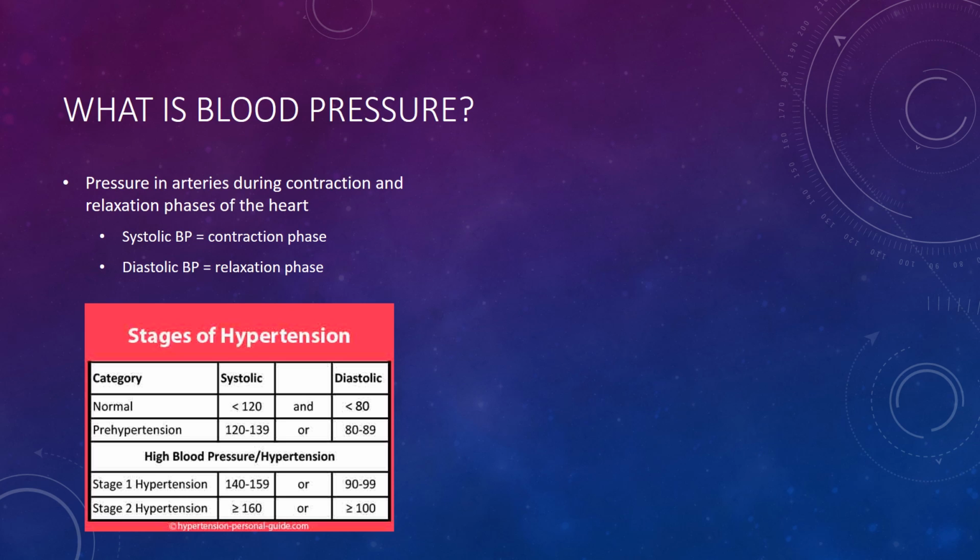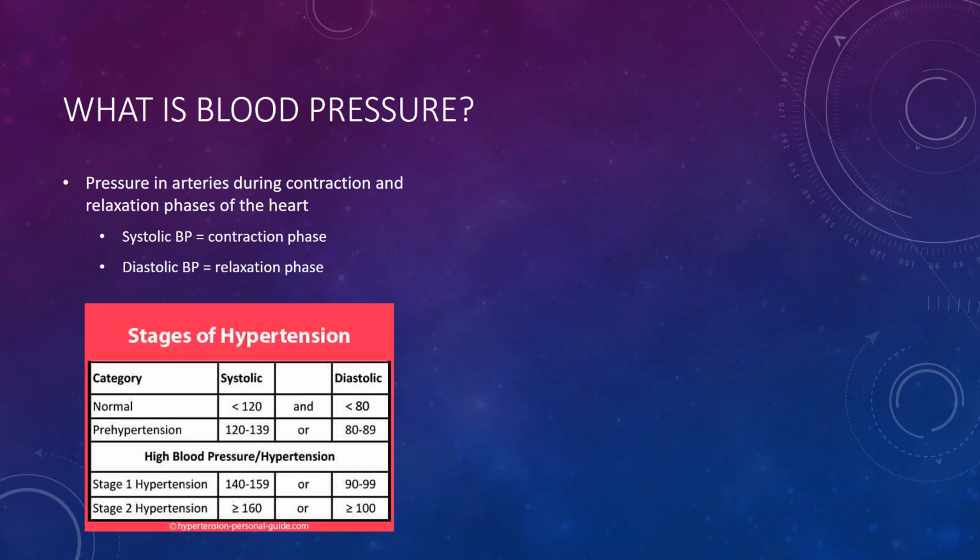It's the pressure during the contraction phase of the heart, when the heart is pumping. And then the second number is the diastolic blood pressure, and this is the pressure when the heart is relaxing or filling up with blood. And so again, the systolic number should be higher than the diastolic. And you can see in this diagram, ideally, you want your systolic blood pressure to be less than 120 and your diastolic blood pressure to be less than 180.